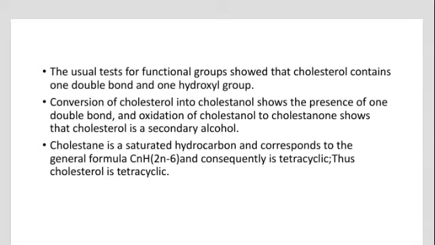Conversion of cholesterol into cholestanol shows the presence of 1 double bond, and oxidation of cholestanol to cholestanone shows that cholesterol is a secondary alcohol. Cholestane is a saturated hydrocarbon and corresponds to the general formula CnH2n-6, and consequently it is a tetracyclic. Thus, we can conclude that cholesterol is a tetracyclic compound.